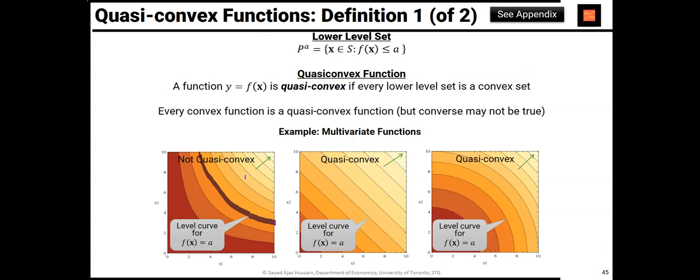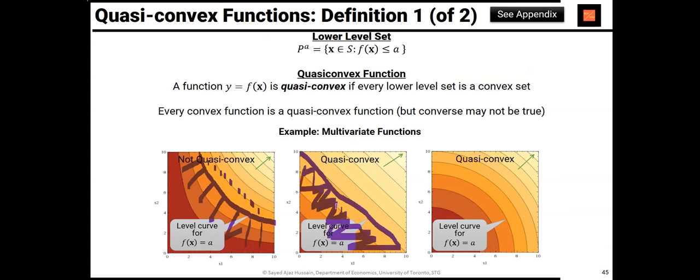The heights are going up in this direction. The lower level sets are all the x1, x2s over here. Clearly, that's not a convex set because, for example, this weighted average lies outside the set. Here's the level curve for A. All these x's are the lower level sets. That set is, in fact, a convex set.